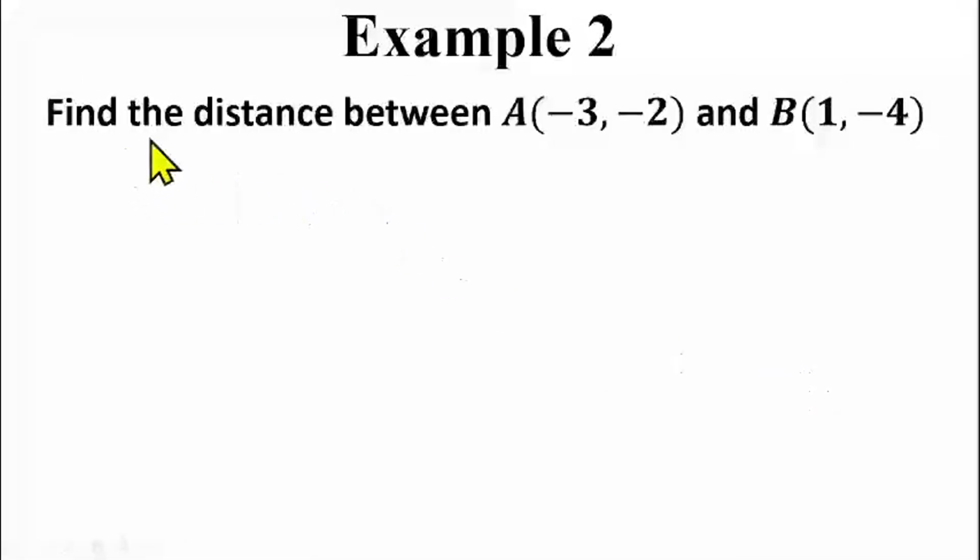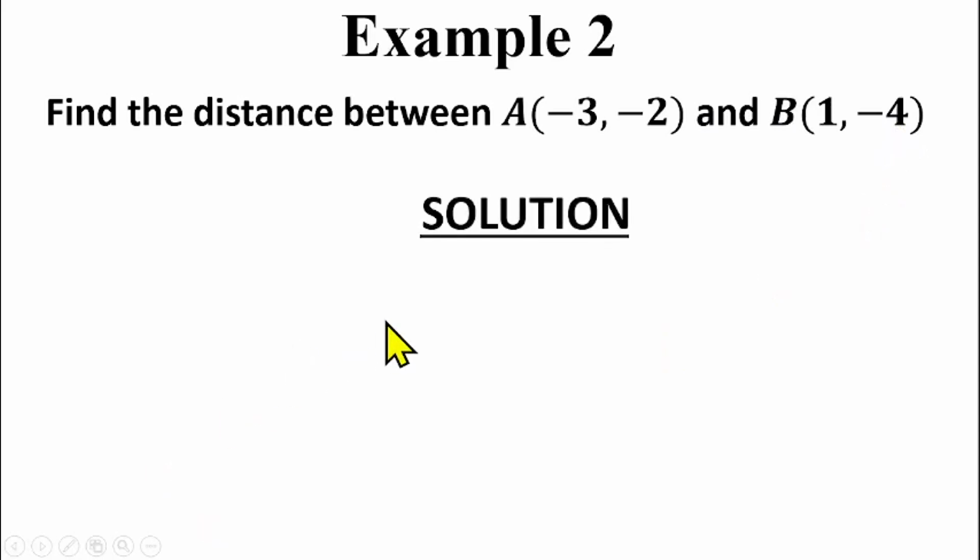Let's see another one. Example 2. We have to find the distance between point A and point B, given their coordinates. The coordinate of A is minus 3, minus 2, and the coordinate of B is 1 and minus 4. So we have to find the distance between them also.